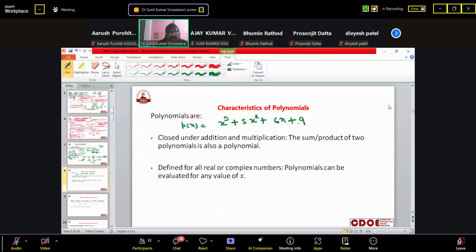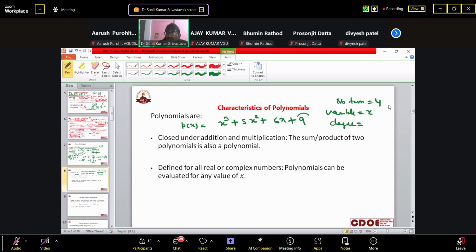So what is the definition? This is a polynomial expression in the variable x. It contains 4 terms. The number of terms is equal to 4. The variable is x. Degree is equal to the highest power of the variable.